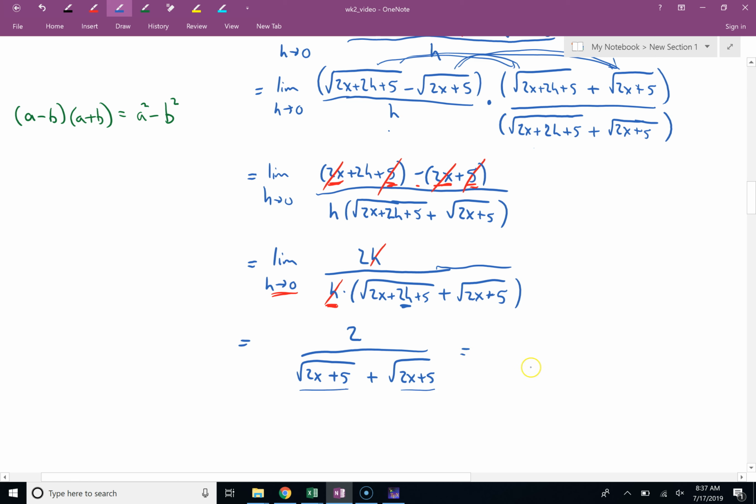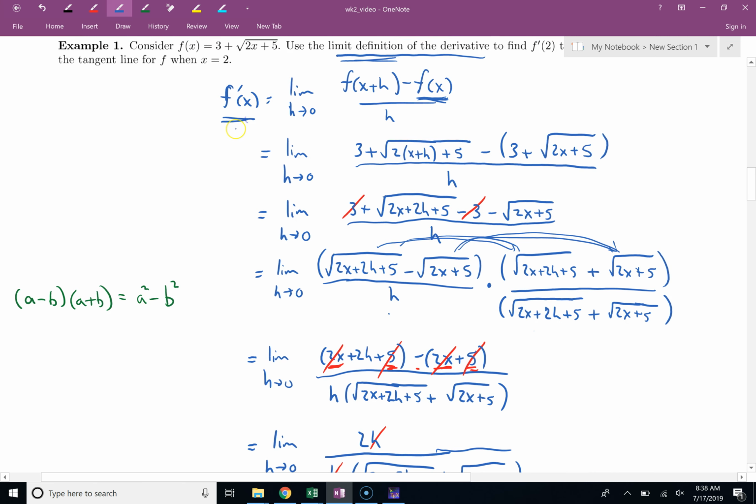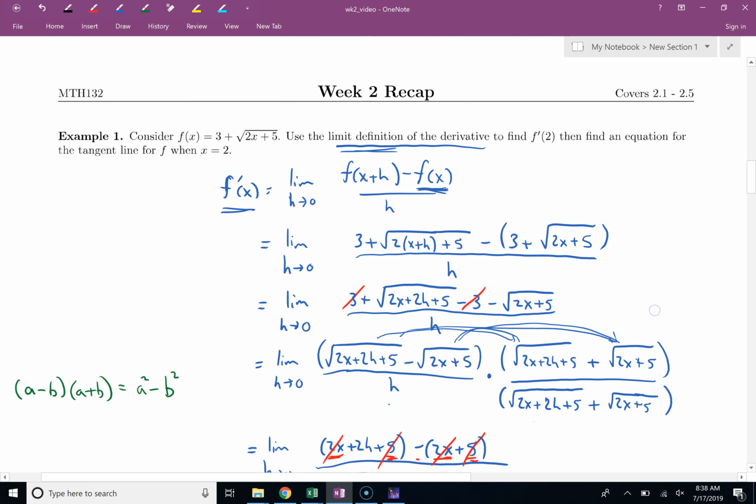It looks like we have 2 of them all together. So 2x plus 5, and we have 2 of those. And so actually there's going to be a little bit more cancellation here. And so my final answer, after the dust has settled and everything, is going to be 1 over the square root of 2x plus 5. And again, this right here is my f prime of x. Now, for my particular question, it actually didn't say find f prime of x or find the derivative function. It says find f prime of 2.